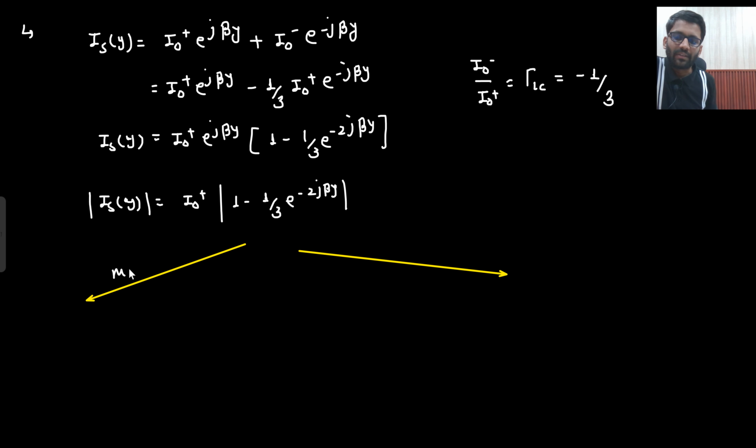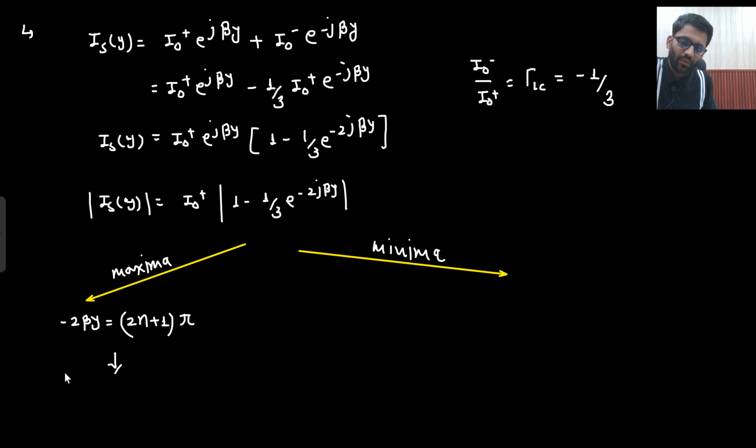So where will I get my maxima and where will I get my minima? Maxima you will get at minus 2 beta y. For maxima this should be minus 1. That means pi, 3 pi in that manner. So that should be equal to (2n plus 1) pi. So from here what is the value of y you will be getting? That would be lambda by 4, 3 lambda by 4. You can solve it. 2 beta will be 4 pi by lambda, then simply you need to put n equals to minus 1. From there you will get these values. So these will be 5 lambda by 4 and so on.